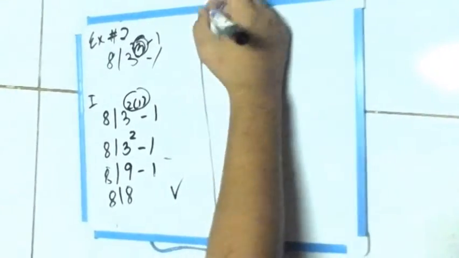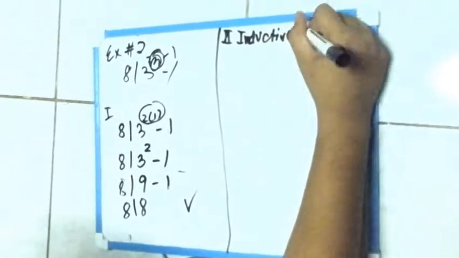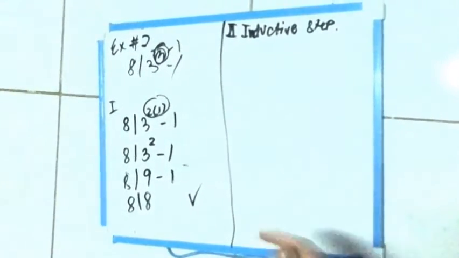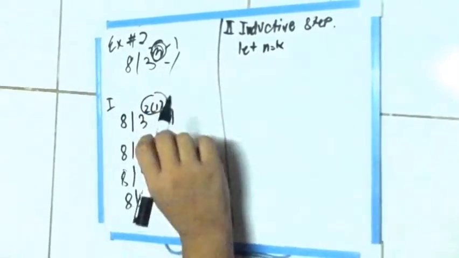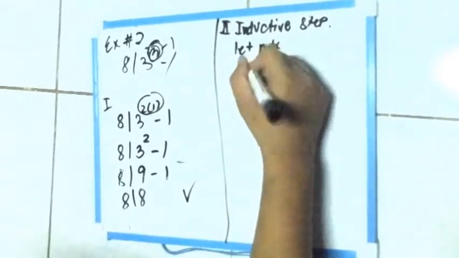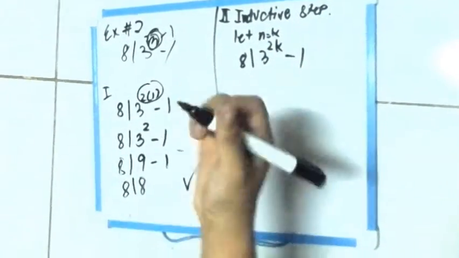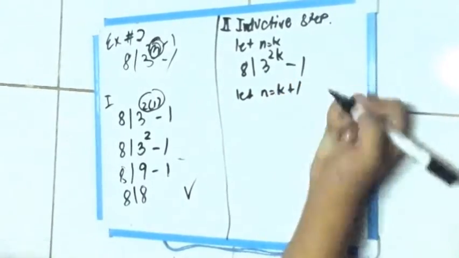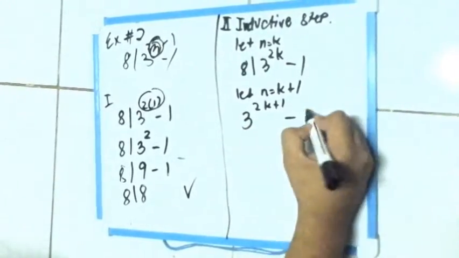So we move on to the inductive step. Just like in example number 1, the inductive step involves computation. So first, let n be equal to k. All the n will be turned into k. So 8 divisible by 3 raised to 2k minus 1. Then the next step is let n be equal to k plus 1. So 3 raised to 2 times k plus 1, minus 1.